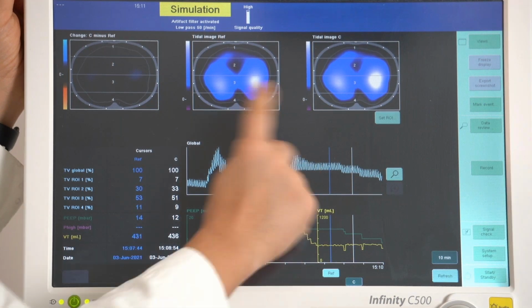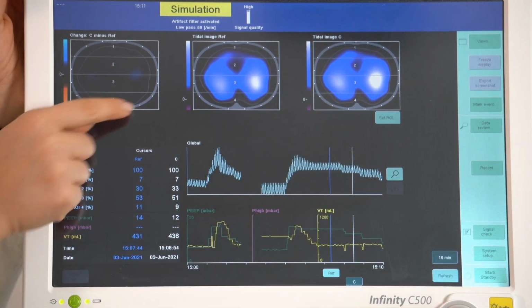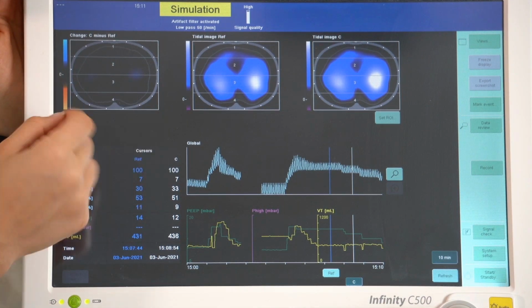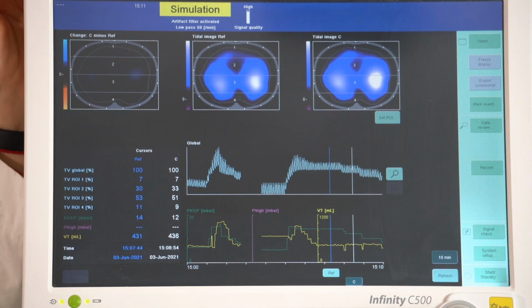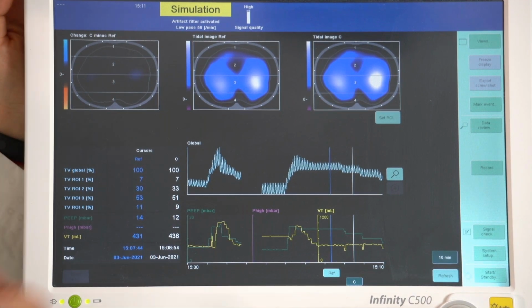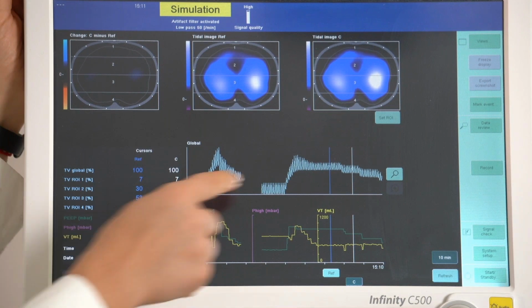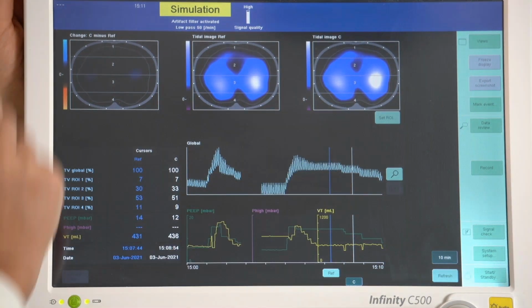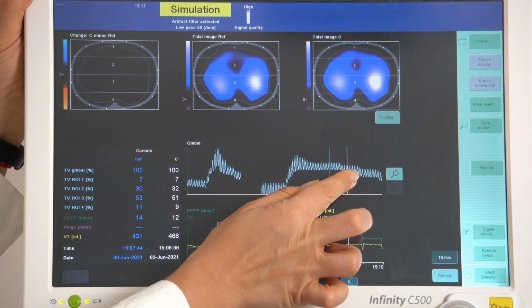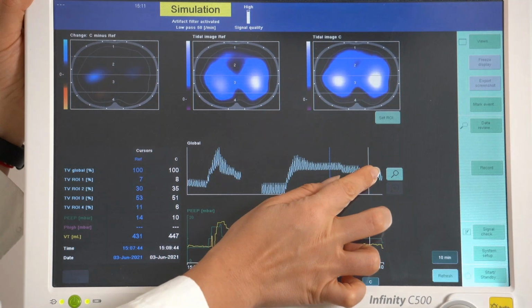If we compare the two images, there are no changes. Basically, it's almost black. There is no increase in ventilation, neither is there a decrease in ventilation. So we can successfully and safely go down from the PEEP of 14 to the PEEP of 12. The next step would be to go to the next level of PEEP. So we take cursor 1 and we go down.